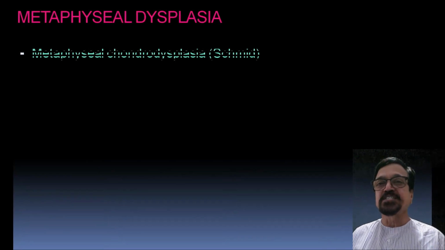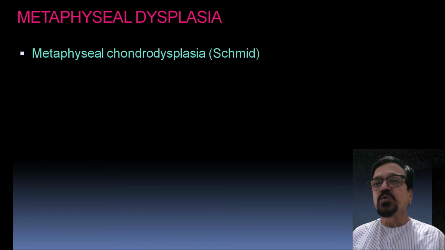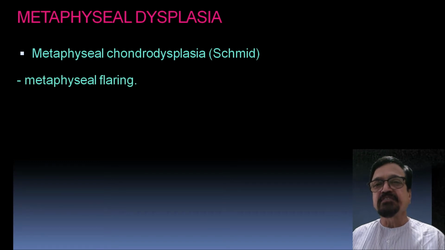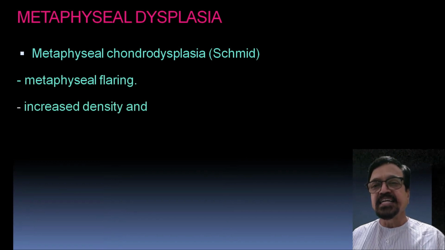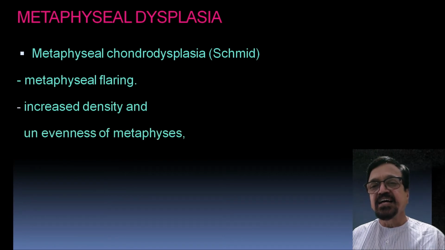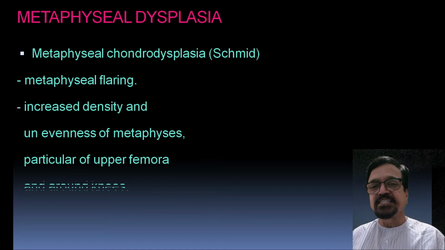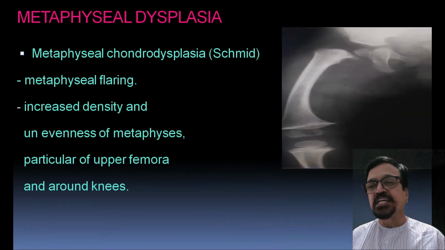Come to metaphyseal dysplasia. Metaphyseal chondrodysplasia, also called Schmid, shows metaphyseal flaring, then increased density and unevenness of the metaphysis. These changes will be seen particularly in the upper femora, and around the knee joints you will see the same findings, that is metaphyseal flaring, increased density, and the changes you are appreciating more around the knee joint.